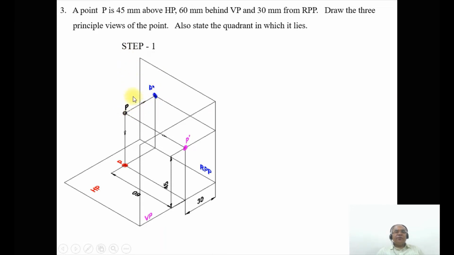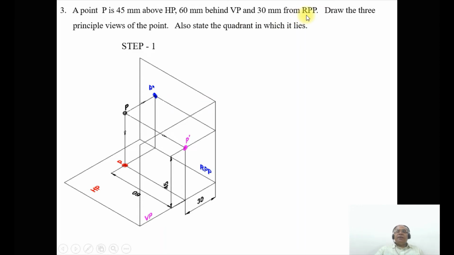And when you look from the top view, you can see the behind RPP distance, which is seen in the horizontal plane. Similarly, when you look from the front view, the behind RPP distance is seen in the vertical plane also. You can see that distance here. So finally, when it comes to the problem condition, the point is 45 mm above HP and 60 mm behind VP and 30 mm behind RPP.